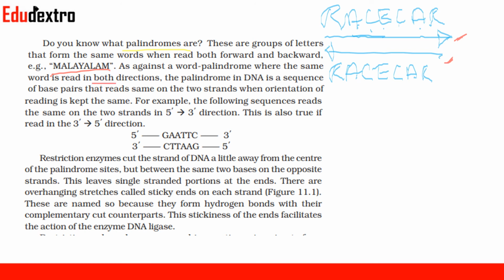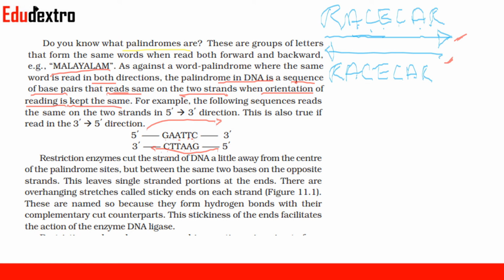Now, the palindrome in DNA is a sequence of base pairs that reads the same on the two strands when the orientation of reading is kept the same. See, now I am reading from 5' to 3': GAATTC, and similarly if I read the other strand from 5' to 3', it will also be GAATTC.